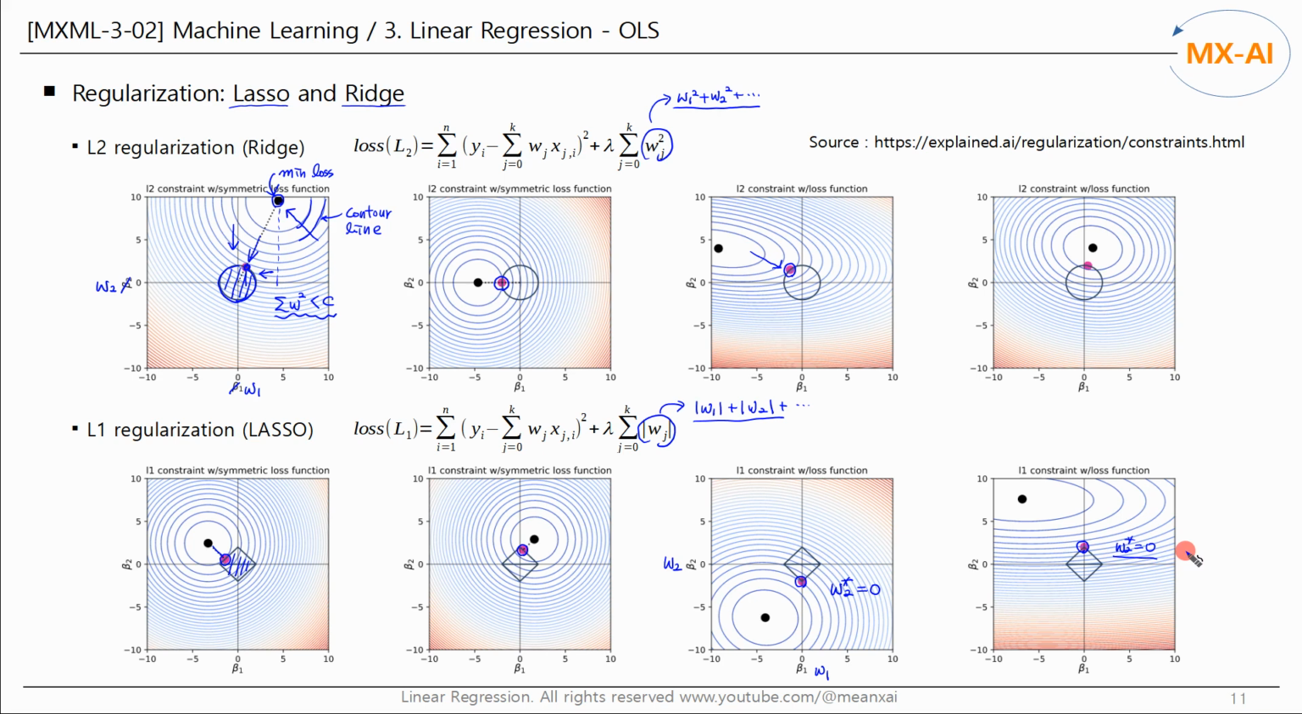In LASSO, contour lines are more likely to meet vertices. So certain features are more likely to be 0. In other words, LASSO has the effect of selecting specific features. The source of this figure is also this site.